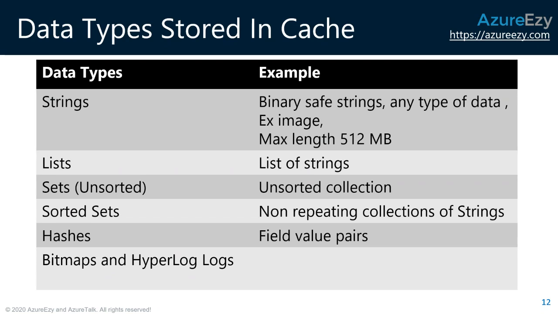Then it also supports sets. When we say sets, it means unsorted collections, which are unique and non-repeating. And then we have sorted sets. When we say sets, it means the unsorted collections, and when we say sorted sets, that means a sorted, non-repeating collection of your strings. It also supports hashes. When we say hashes, it means a field-value pair, which you can have in any other programming language as well. It's the same thing. Then it also supports data types like bitmaps and HyperLogLogs.